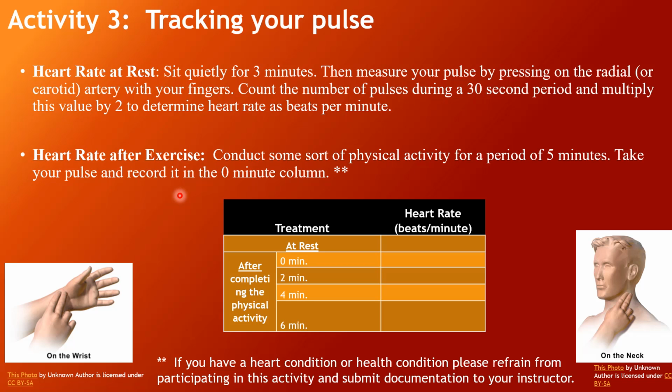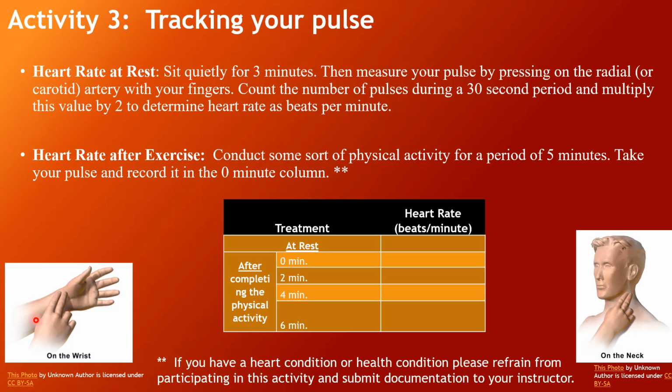Now, heart rate is how many times is your heart beating in 1 minute, because each beat represents a movement of blood delivering that oxygen, that glucose to your cells for cellular respiration to take place, so ATP could be produced. So to assess and to determine your heart rate, sit quietly for 3 minutes. Measure your pulse by pressing on the radial or carotid artery. You will use your middle finger and your index finger.